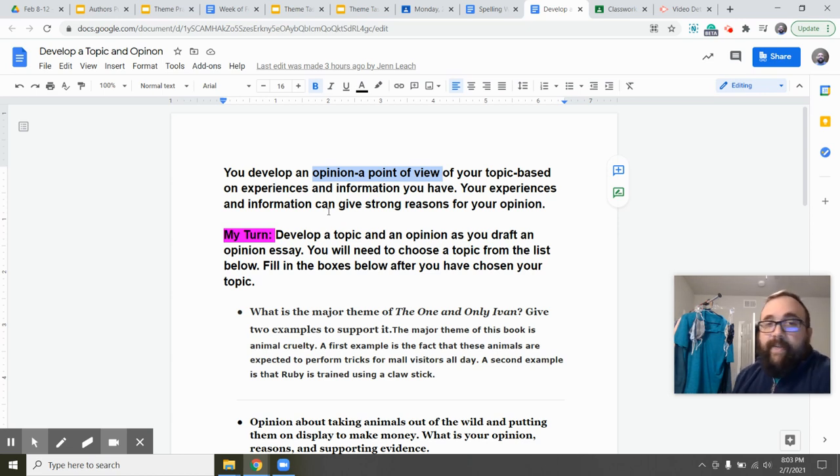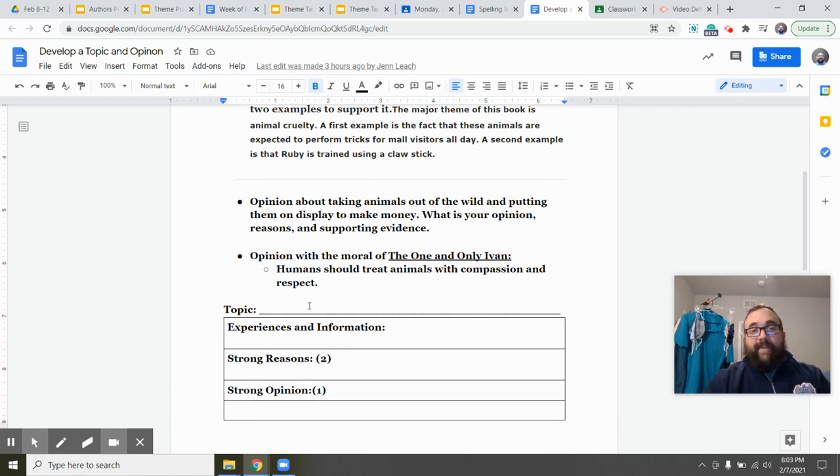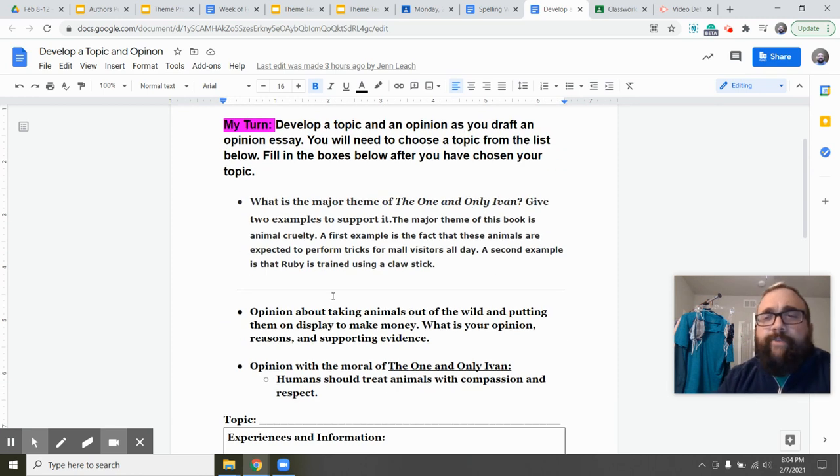So let's look at the My Turn. You are going to develop a topic and an opinion as you draft an opinion essay. You will need to choose a topic from the list below. Fill in the boxes below after you have chosen your topic. And guys, I'm going to tell you, highlight the topic you picked, because otherwise you're going to forget what you did. Okay. So if we were to choose the first topic, you'd highlight it. And then you're going to come down here. You're going to write the topic.